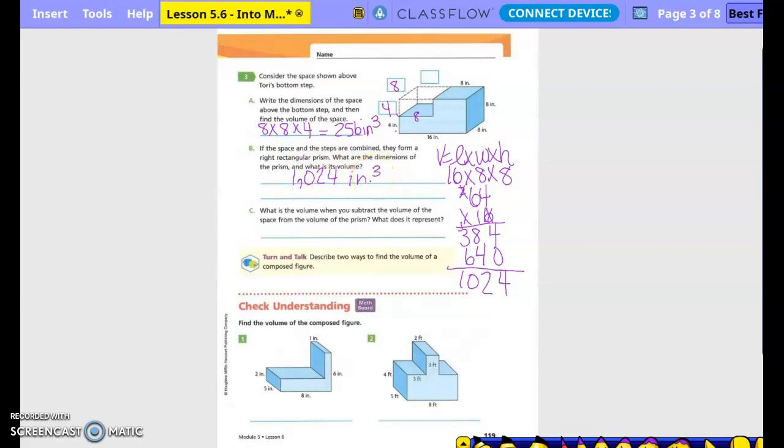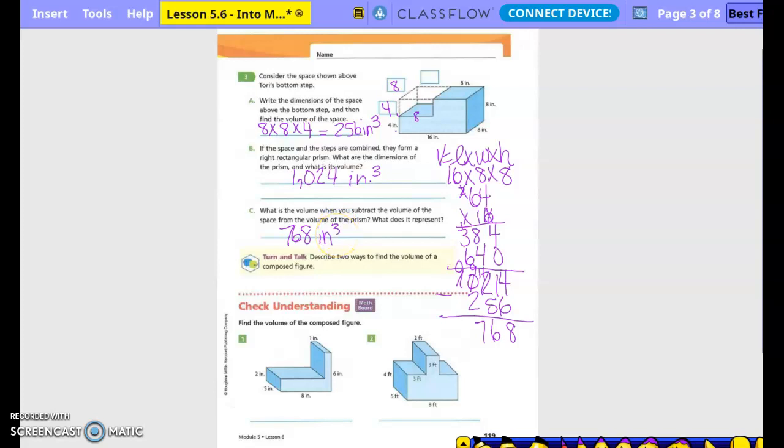So if they didn't take out that little open spot, then that's what our total volume would be, right? So what is the volume when you subtract the volume of the space from the volume of the prism? So we would take minus 256. So this becomes 14. This becomes 11. This becomes 9. And this becomes 0. 14 minus 6 is 8. 11 minus 5 is 6. 9 minus 2 is 7. So 768 inches cubed. Is that what we got on the other side?